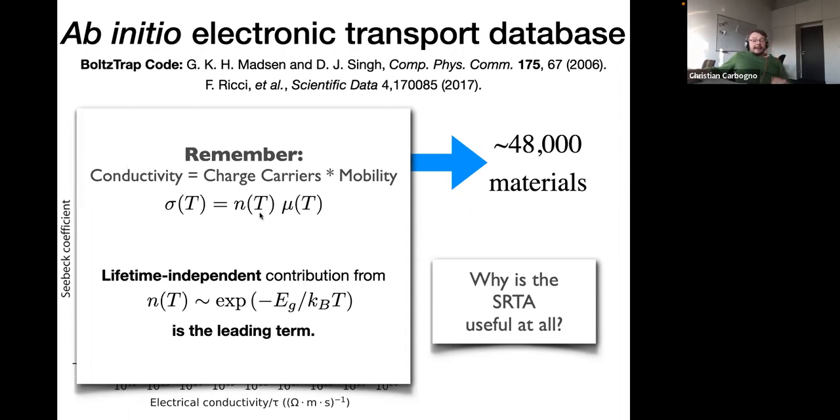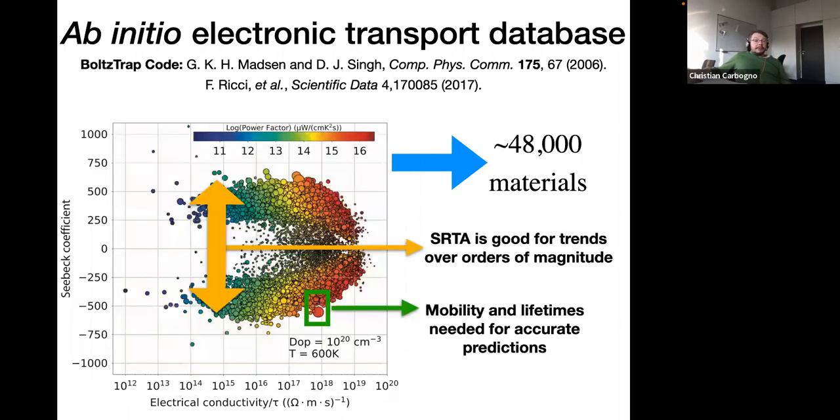So this is actually the leading term in the actual conductivity. So these kinds of approaches, in which you only use the 0 K band structure and neglect mobility and lifetimes, give you good trends if you compare over different orders of magnitude. Obviously, if you start to focus in and really want to compare materials that are very similar, then you have to dive in and look at mobility and lifetimes because those are needed for more accurate predictions.